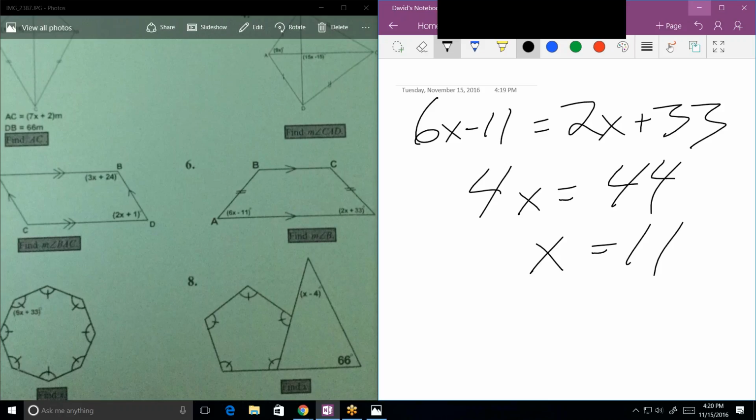And then since we know that, we can subtract 6 times 11 minus 11, which would get us 55, from 180. Right, because we know this angle is supplementary to that angle. 180 minus 55 would have to equal 125 degrees. Correct. That's angle B, and angle C. Yeah. Okay. 7? Okay.